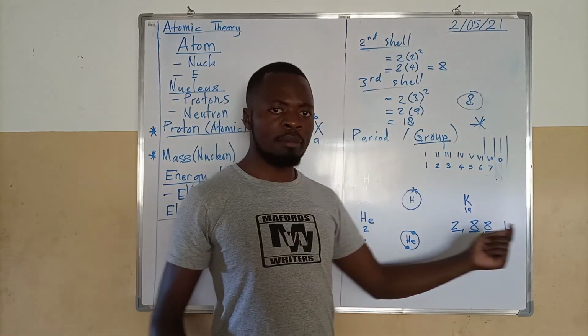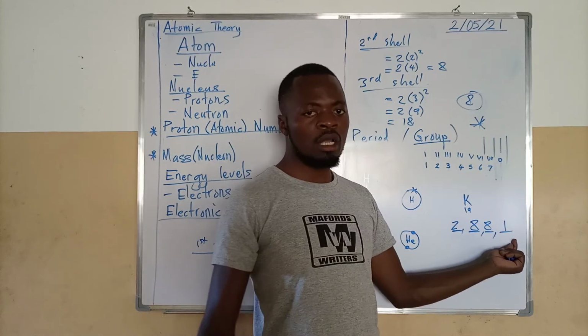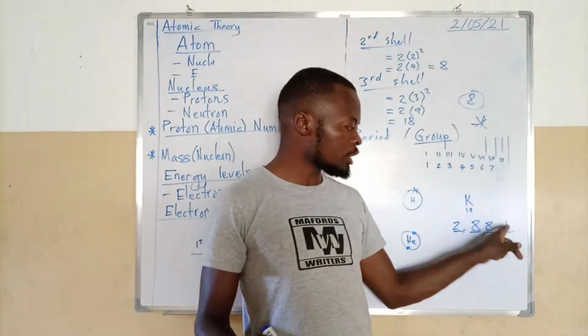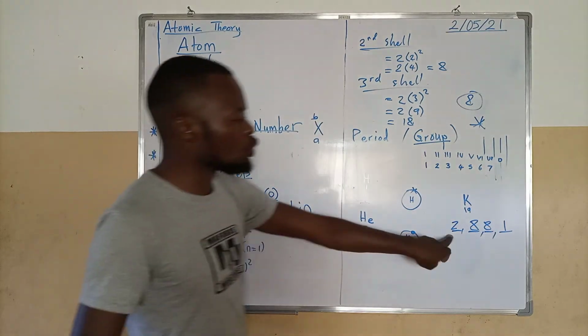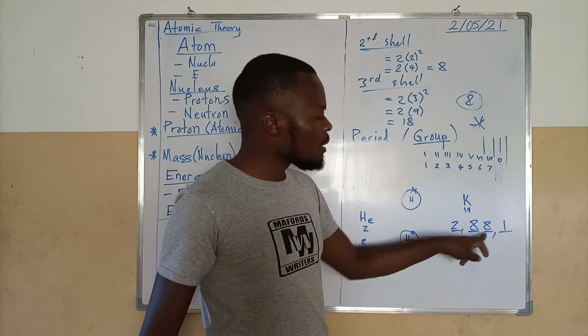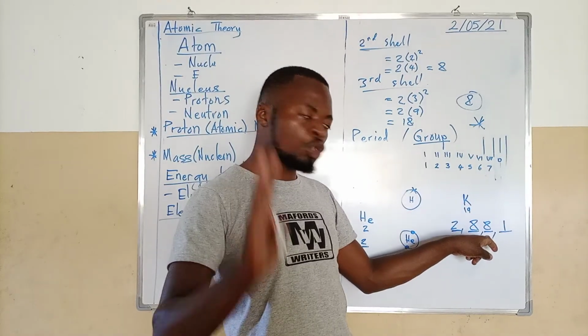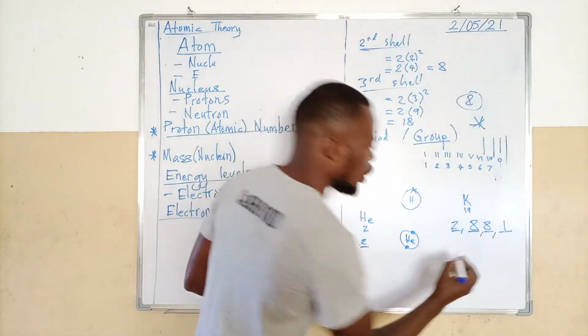We started by knowing first the period has 1, 2, 3, 4 dashes. The group, it is in group 1, so last shell 1. First shell, for it to be filled, maximum is 2. Second shell, for it to be filled, maximum 8. Third shell, I said since we're dealing with the first 20 elements, we'll be using 8. That's why we've placed 8 there. So we can draw potassium.